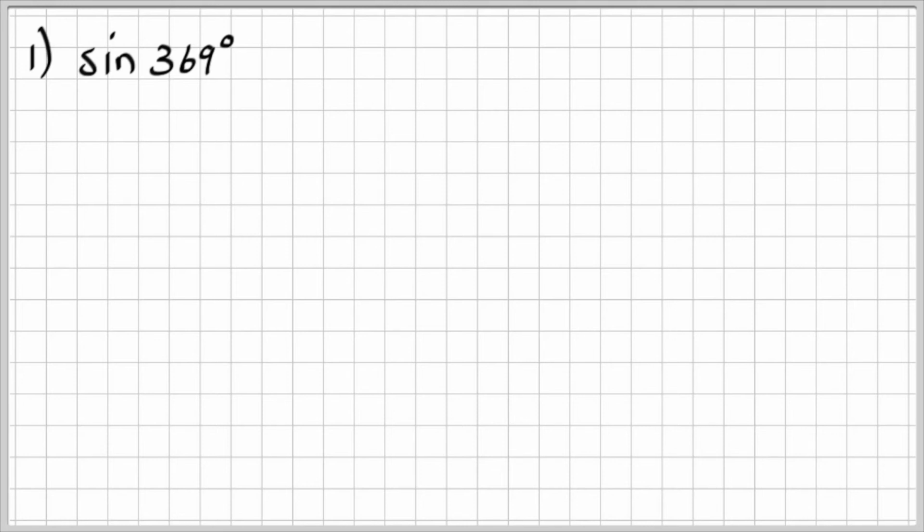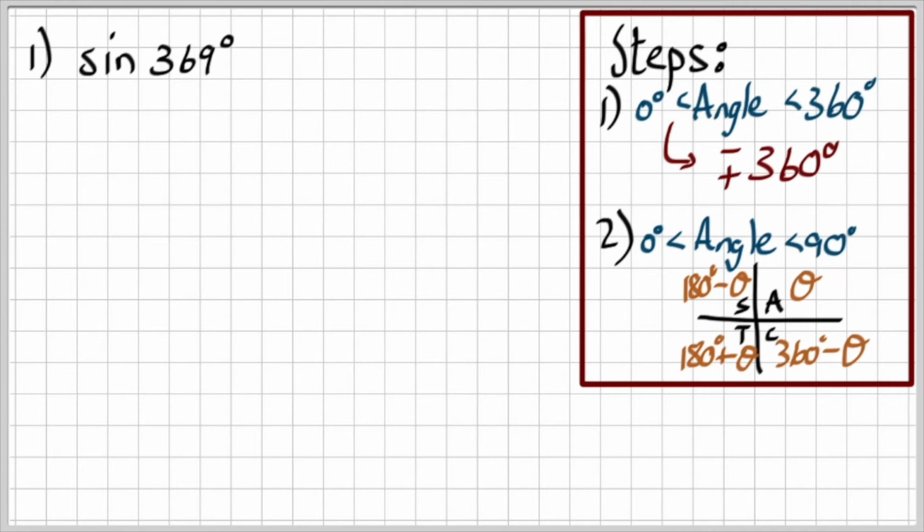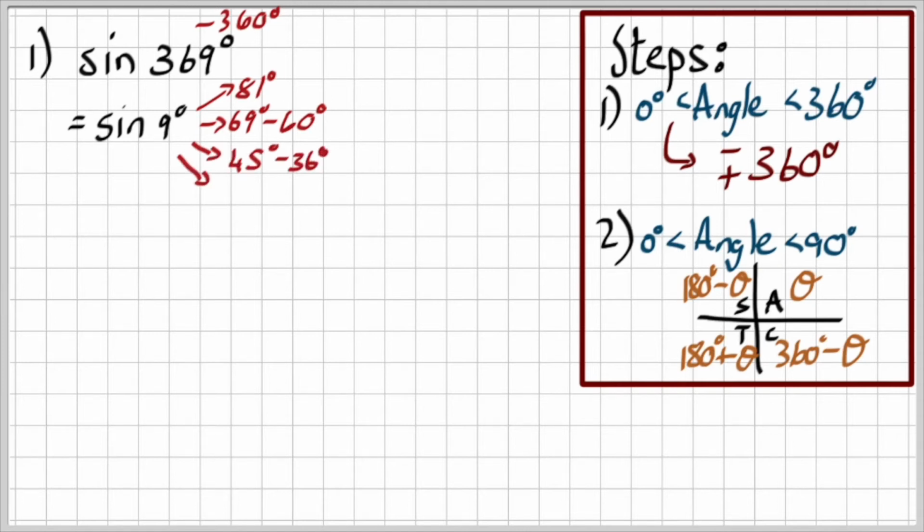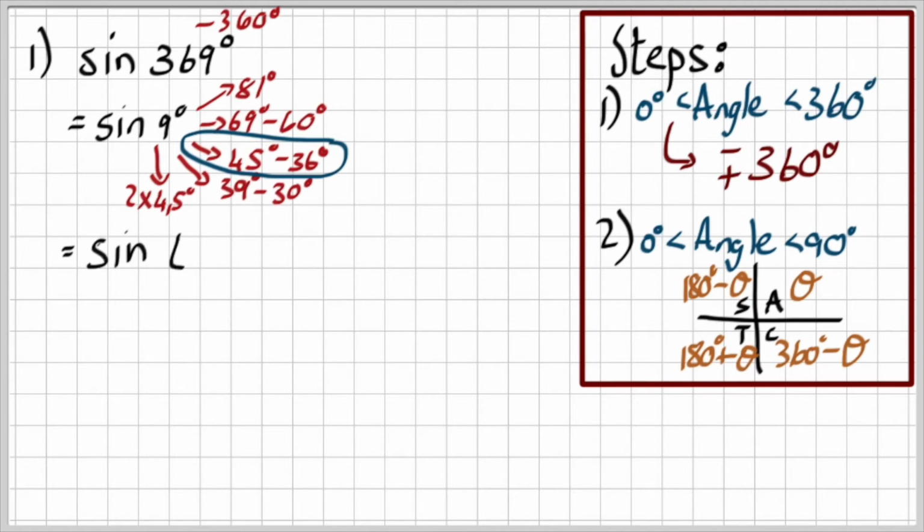Sine of 369. Remember, you've got your steps. First of all, angle between 0 and 360. No, I've got to subtract 360. I end up with sine of 9 degrees. Now what? Remember, write out all the options. I can have 81, 69 minus 60, 45 minus 36, or 39 minus 30 degrees. Or I could have 2 times 4.5. But which one has a 36 in it? Well, that middle one, 45 minus 36. So I'm going to use that, sine of 45 minus 36. Look how easy it is when you write out all the options.